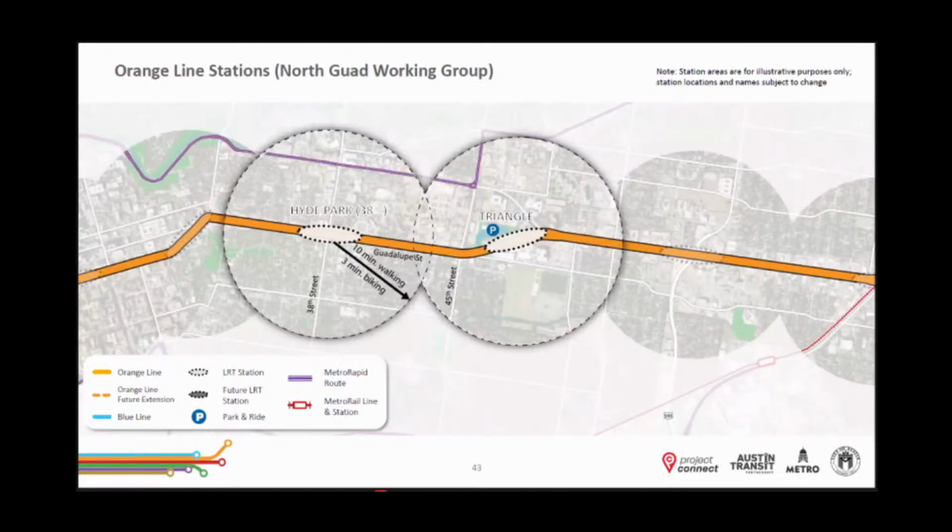This slide is an excellent example of station spacing for a moderately dense area. The Hyde Park Station is proposed in the area of the 38th Street intersection. The Triangle Station is proposed within the heart of the Triangle development area.